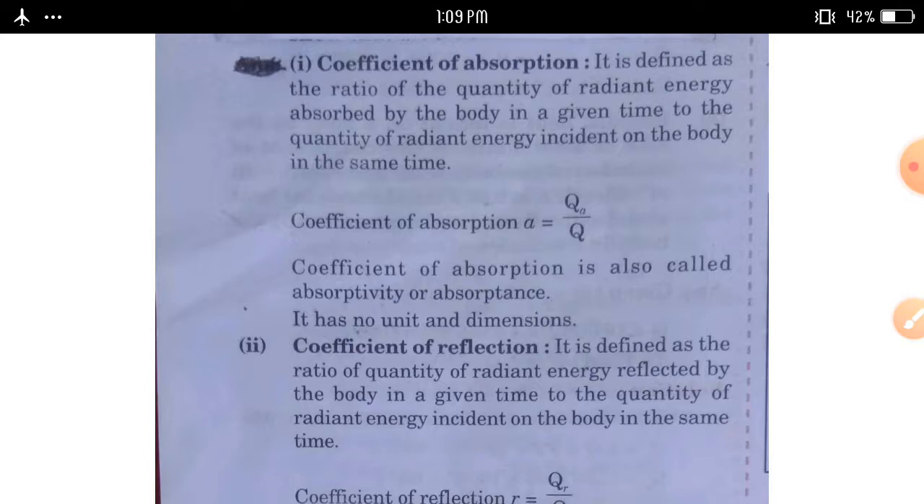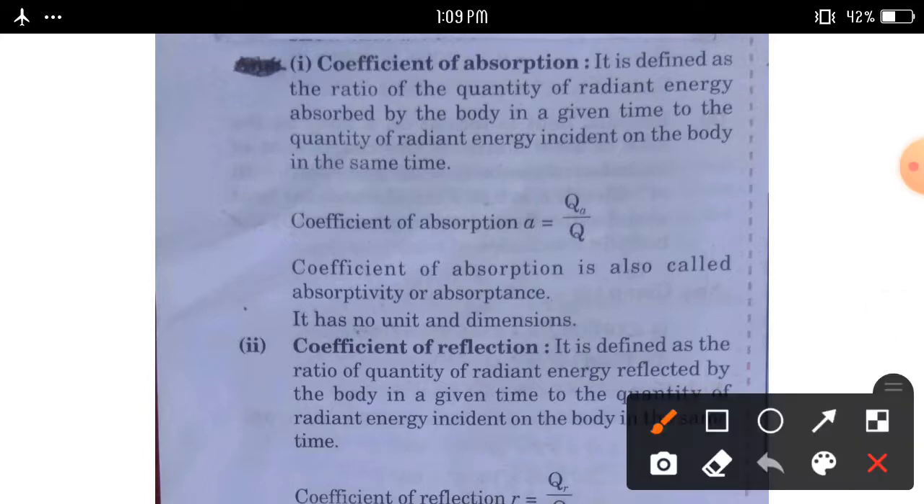The first one is the coefficient of absorption. First definition, coefficient of absorption: it is defined as the ratio of the quantity of radiated energy absorbed by a body in a given time to the quantity of radiated energy incident on the body in the same time.